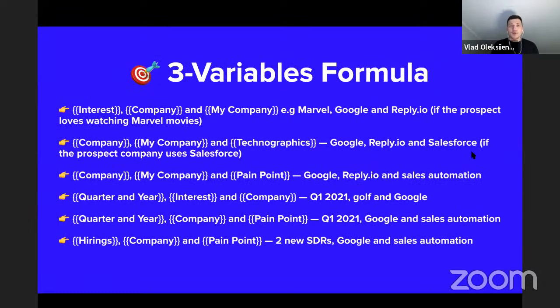Another one is the three variables formula, where you combine three random words, like for example, company, my company, and pain point: Google, reply.io, and sales automation.